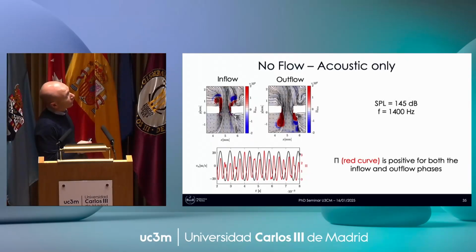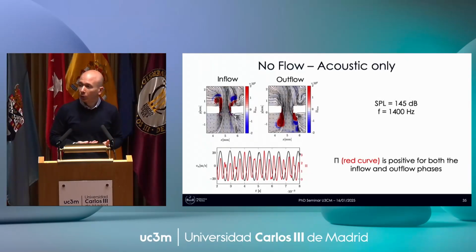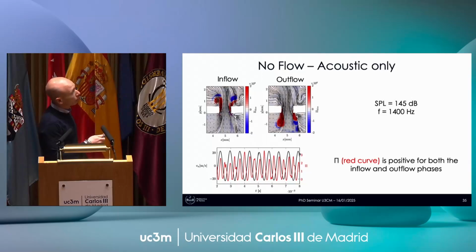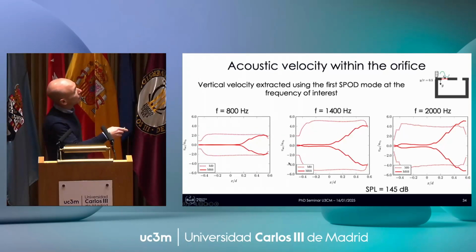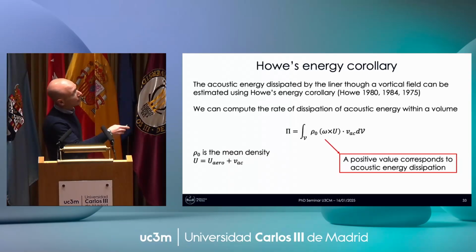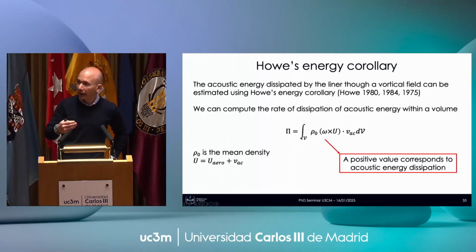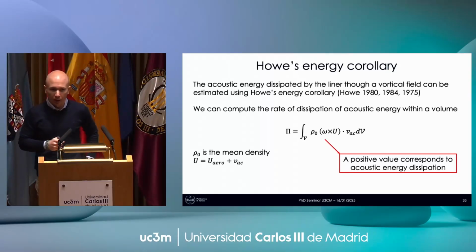Now, how do we interpret this curve? So let's start without flow. What I'm interested in is this red quantity. I went fast before, but when this quantity is positive, it means that I'm dissipating energy. When it's negative, I am creating acoustic energy.